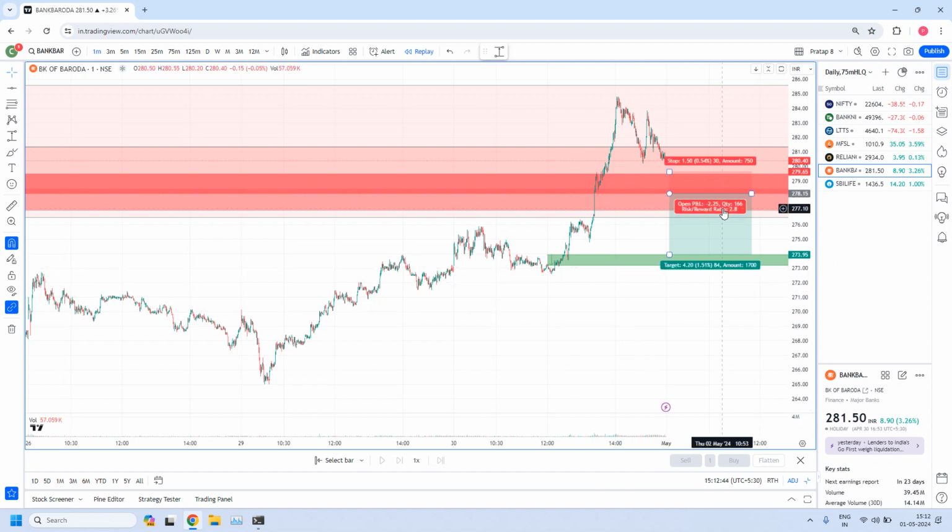Okay, this is about Bank of Baroda. And Reliance, I have seen some people lost money in Reliance. I didn't understand why you took a trade in Reliance. I didn't see any order flow in Reliance on the 75 minutes time frame.